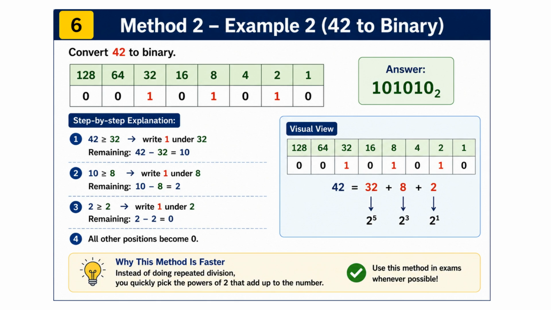Now, let's look at another example using the binary place value method. This time, we'll convert 42 into binary. First, write the binary place values: 128, 64, 32, 16, 8, 4, 2, and 1. Now, start with the largest place value that is less than or equal to 42. That value is 32. So, write a 1 under 32. Now subtract 42 minus 32 equals 10.